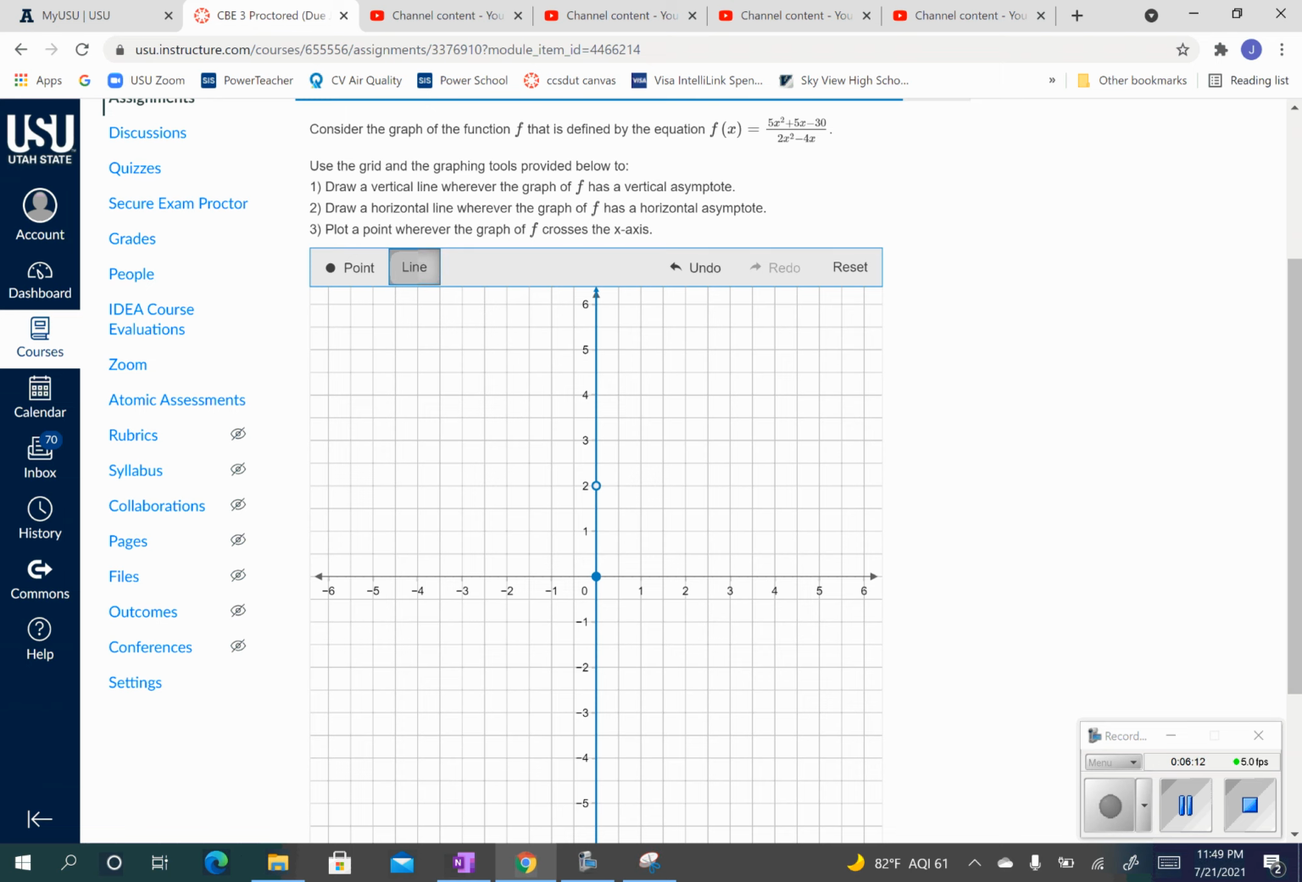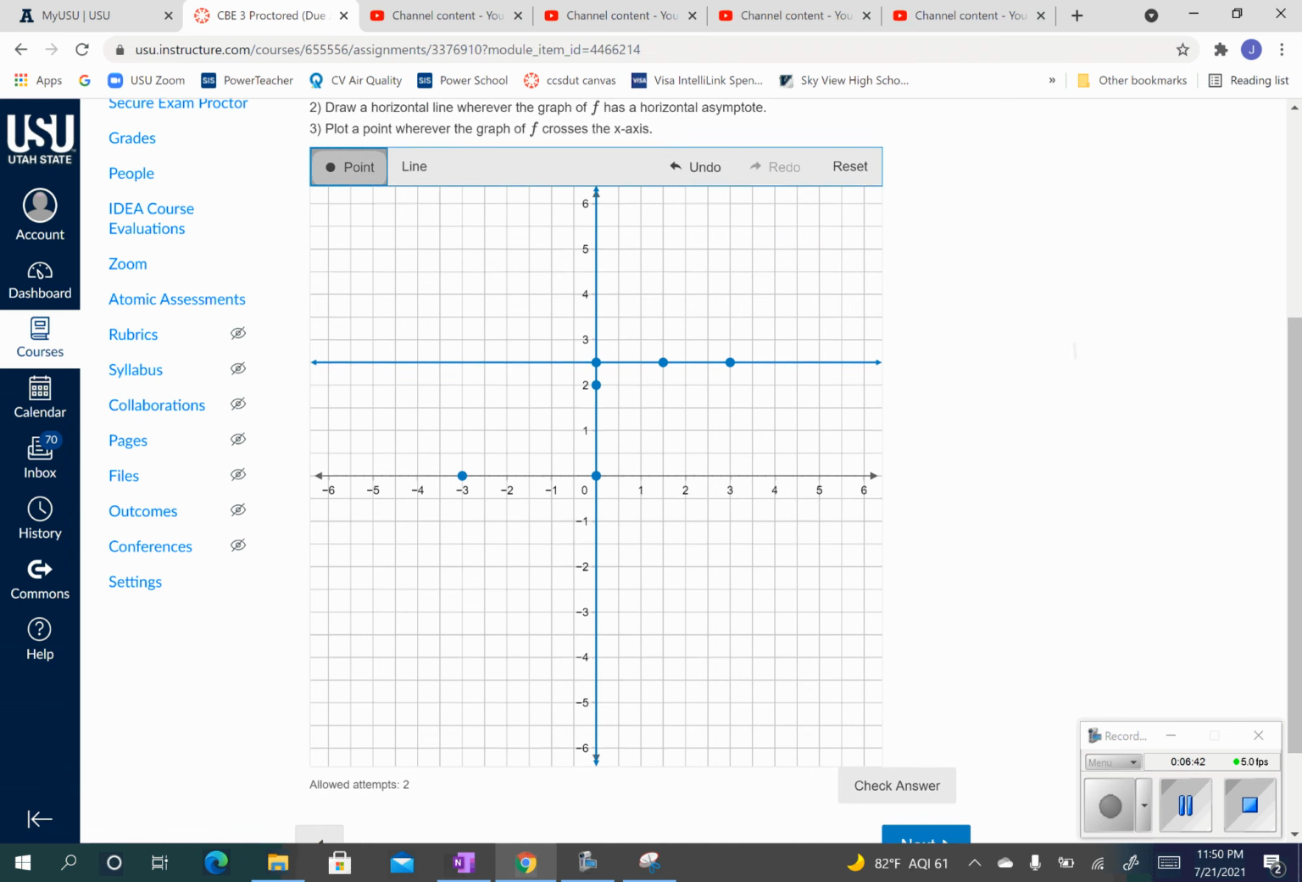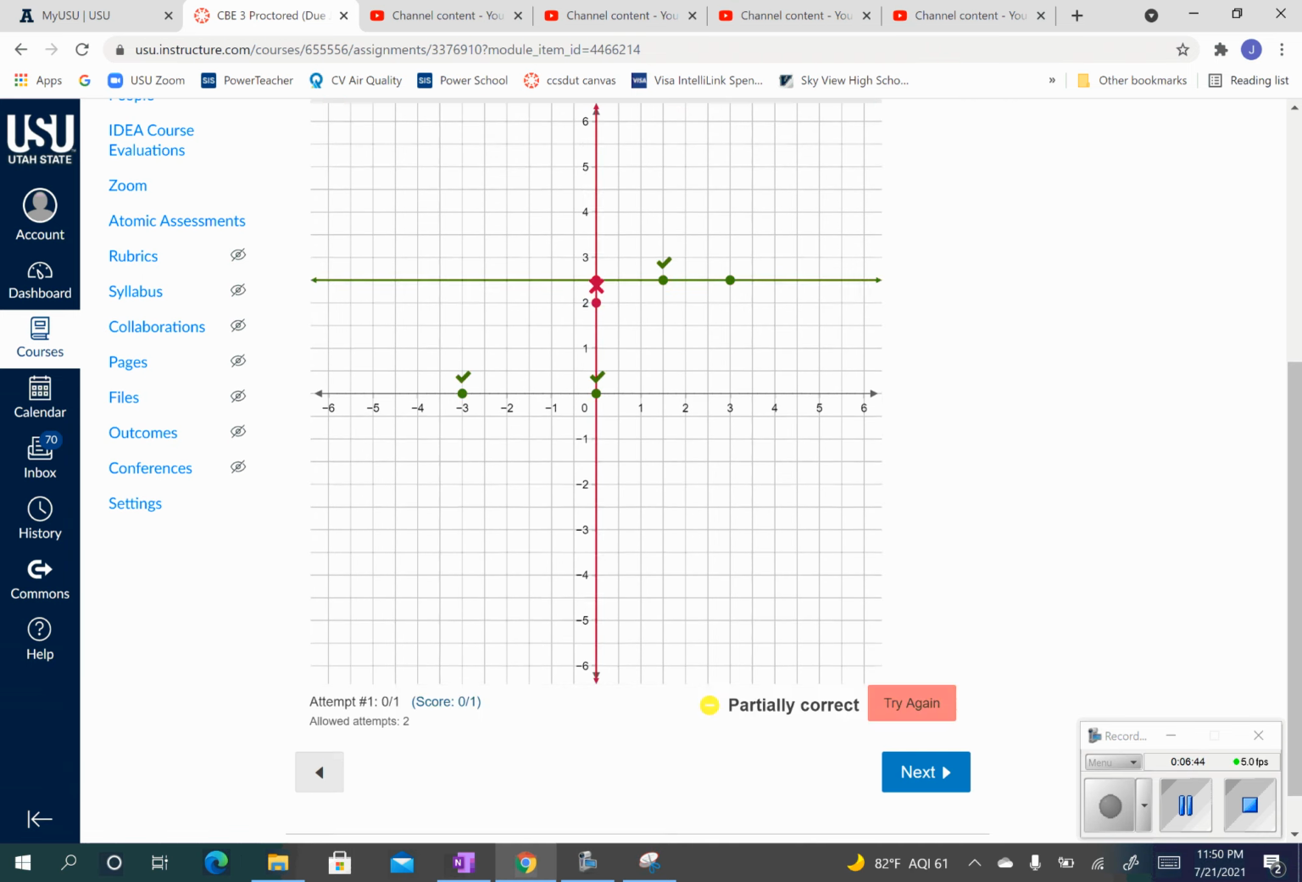Okay. So we drew a vertical line where it has a vertical asymptote. It says draw a horizontal line where it has a horizontal asymptote. That was at 5/2 or 2.5. So let's go up to 2.5. I don't think that's a hole. I think it's just because I clicked on it. Then plot a point wherever the graph crosses the x-axis. So it crosses at -3. I think that's all it wants. So it doesn't even want us to actually draw the graph, even though we know what it looks like.